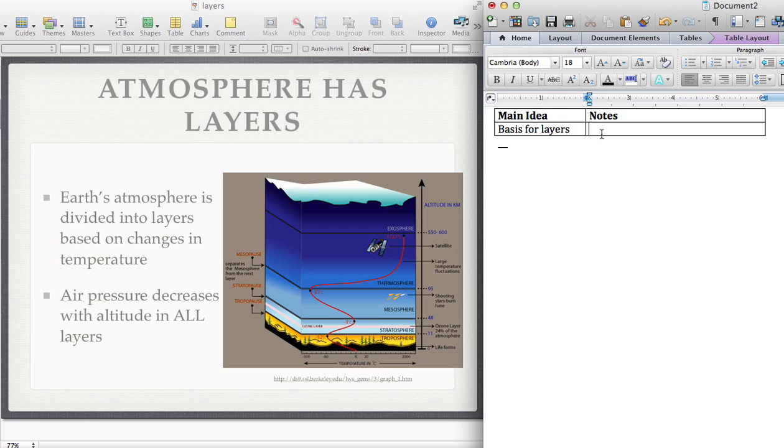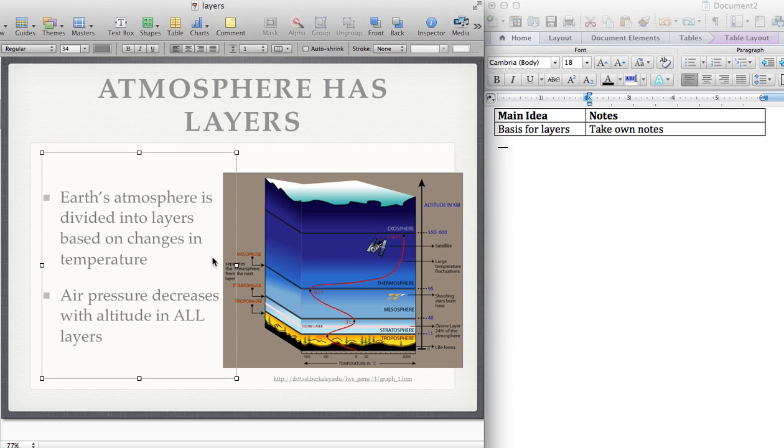Alright, so we're going to take our own notes tonight. As you move up away from the Earth's surface towards outer space, average temperature changes. We see in one layer it will get colder, then it will start to get warmer, then it will get colder again, then it will get warmer again. So based on this change in temperature, we divide the atmosphere into different layers.